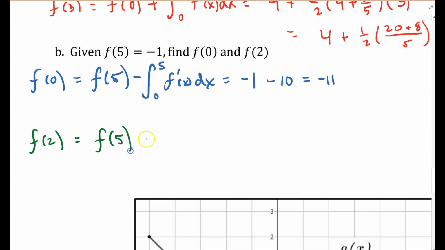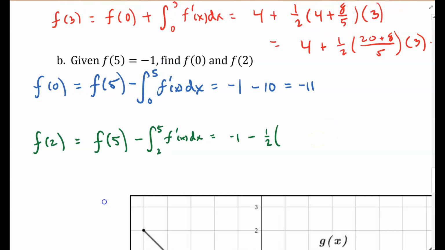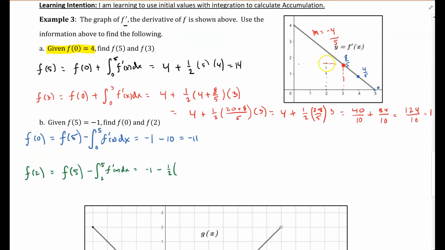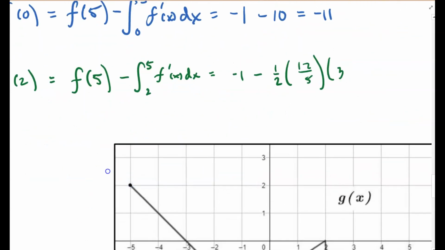You've got to start with f of 5, and you're going to take away the area from 2 to 5 of f prime of x dx. Now, f of 5 is negative 1, and then I'm going to subtract this area. This is, again, not a trapezoid, it's just a triangle, but I do need the height at f of 2, which if I go up another 4/5, is 12/5. So that's our height times our width, which is 3.